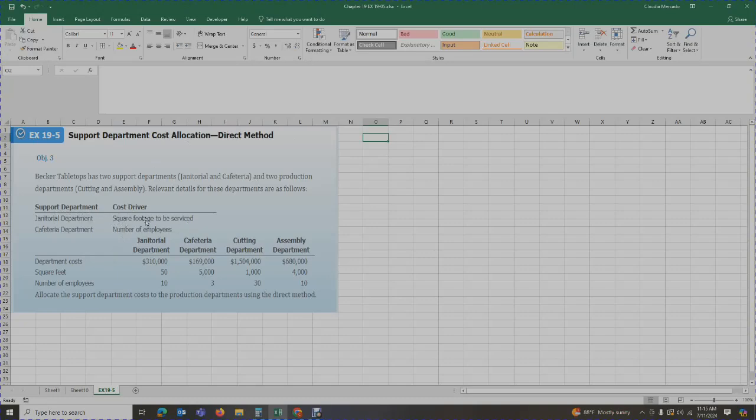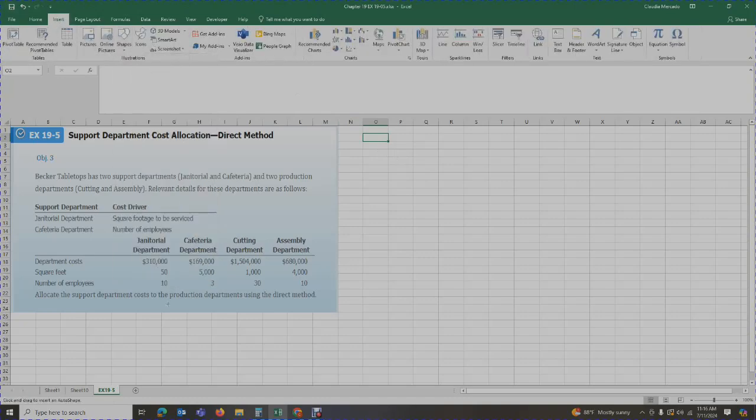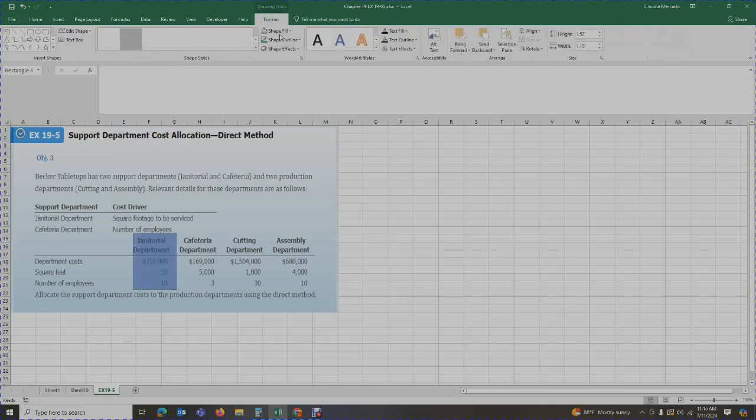Okay, so for the janitorial department, we're going to be distributing the cost by the number of square footage to be serviced. For the cafeteria department, we're going to be distributing the cost by the number of employees in each of the cutting or assembly departments. Okay, so let's begin with, we're going to have to distribute the cost of the janitorial department. Okay, so let's focus on the janitorial. Okay, so we have to distribute those costs.